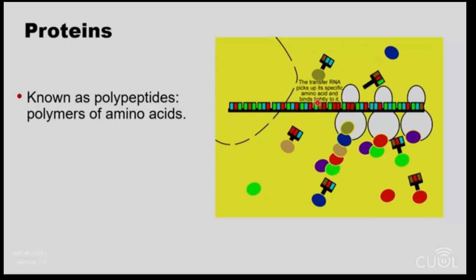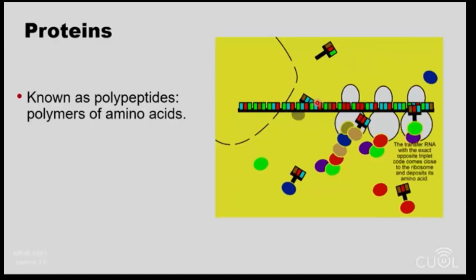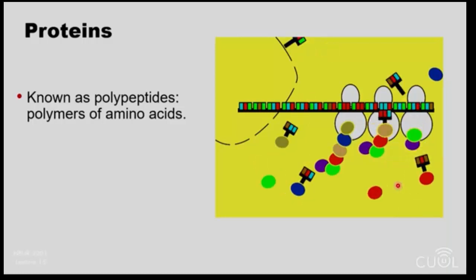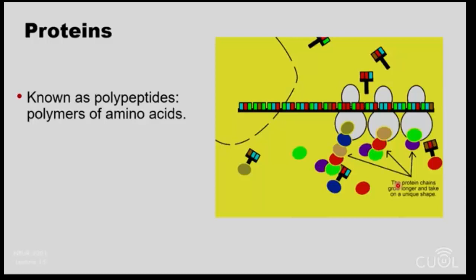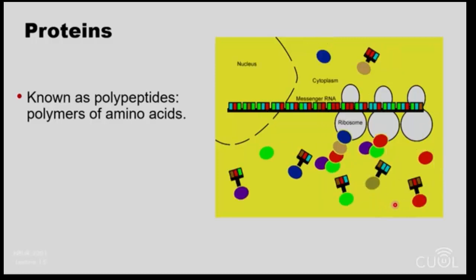So this is one thing that, again, I'll just kind of talk over this while it's running. The transfer RNA with the exact opposite triplet codon comes close to the ribosome and deposits its amino acid. So then it just starts building this chain of amino acids, and it grows longer, and then it comes out as a long string, but then it starts to fold upon itself.